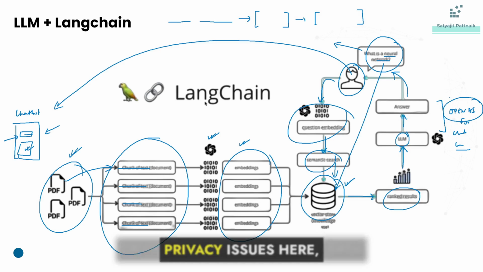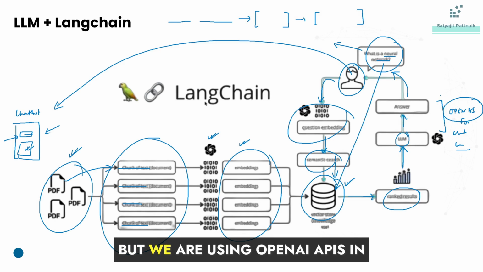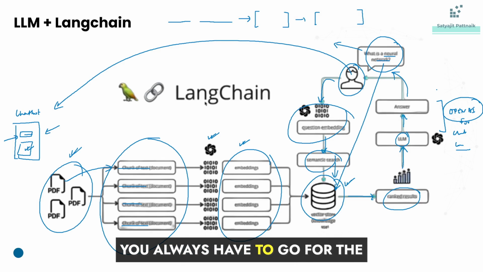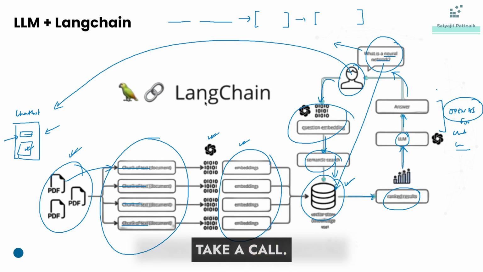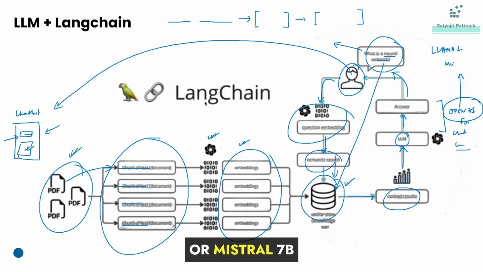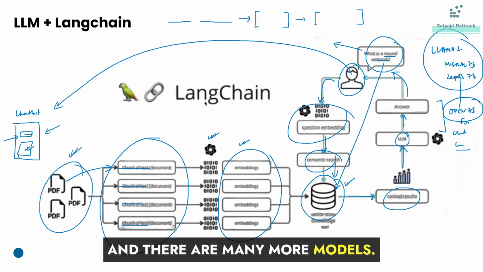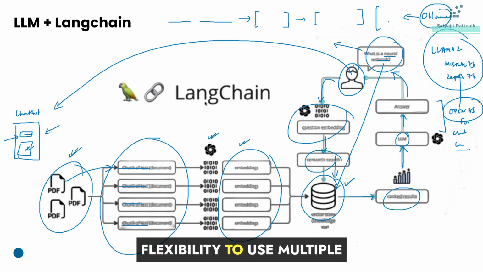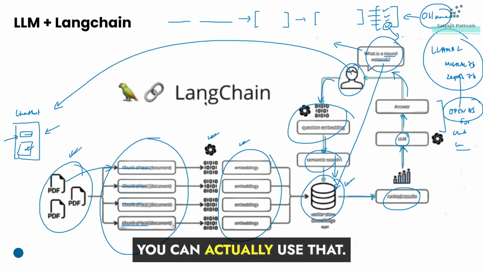Obviously there are some data privacy issues here, but we are using OpenAI APIs in our current organization as well. So again, there are some data privacy issues. You always have to go through the documentation and then take a call. If you have strict data privacy policies, you can always switch from OpenAI to some open source models like Llama 2 or Mistral 7B or maybe Zephyr 7B, and there are many more models. We also have a package called Ollama, which gives you the flexibility to use multiple LLMs. You see if something is working better for you, you can actually use that.